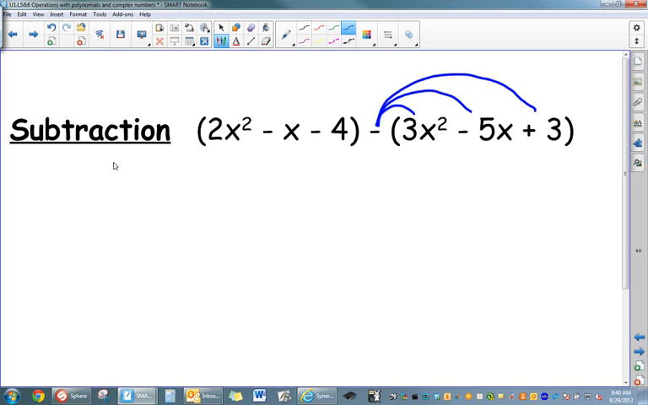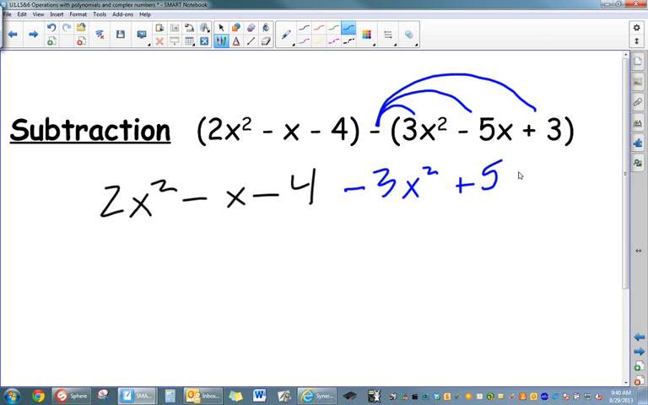You get 2x squared minus x minus 4. Notice the left side doesn't change. When I distribute on the right side, though, I'm going to get minus 3x squared plus 5x minus 3. Now I'm going to do the same thing I did last time. I'm going to combine like terms.